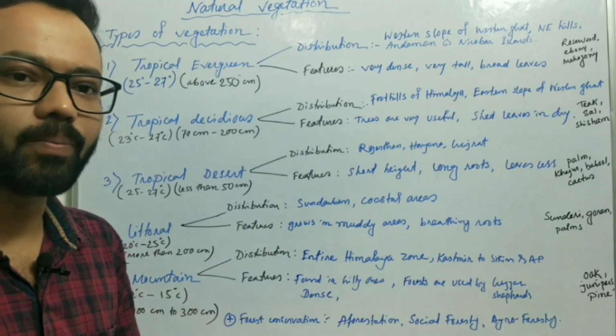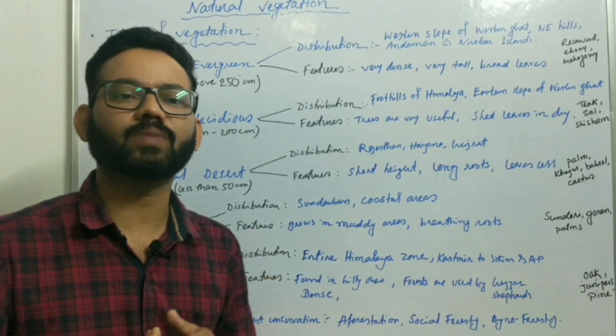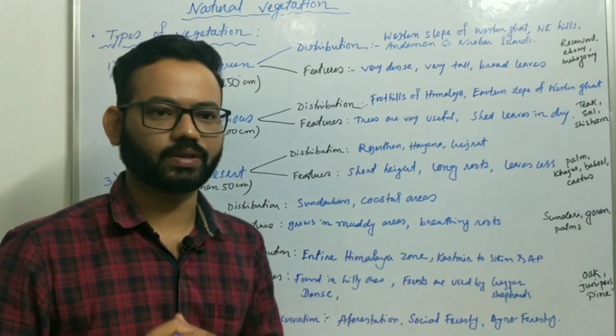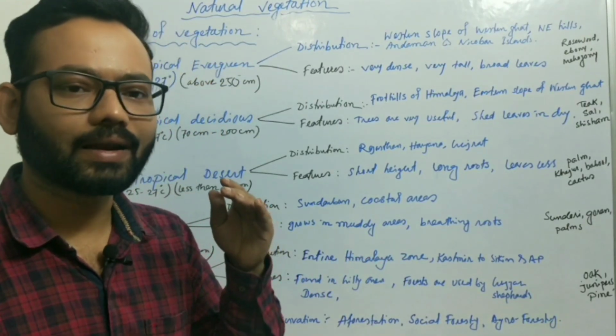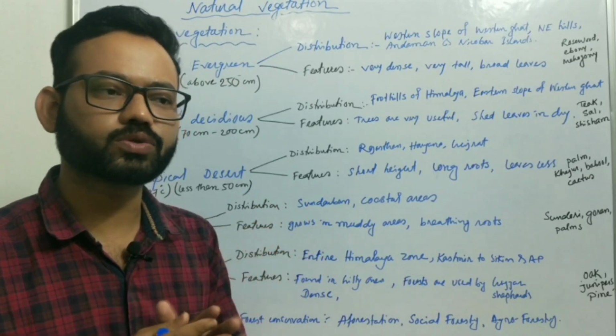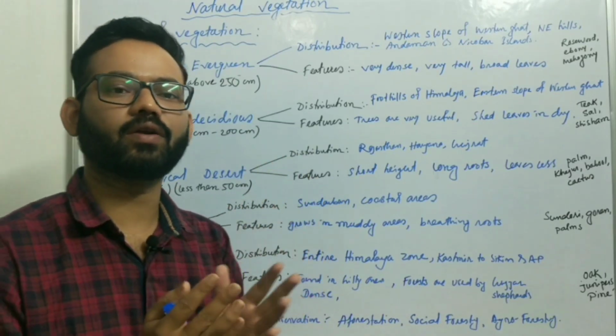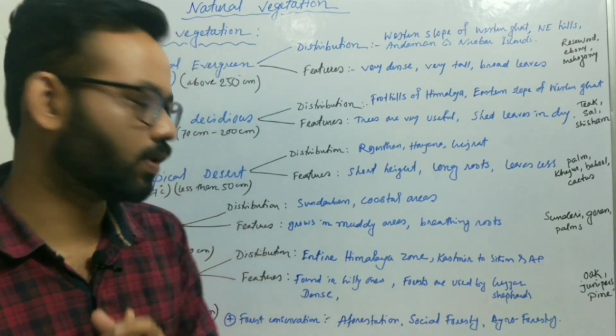What are the areas of mountain forest? Where can we find this mountain forest? Let's discuss the areas. The entire Himalayan zone, that means the lower, upper and greater Himalaya. All the Himalayan zones from Kashmir to Sikkim and to Arunachal Pradesh, in the entire Himalayan region, we find the mountain forest.